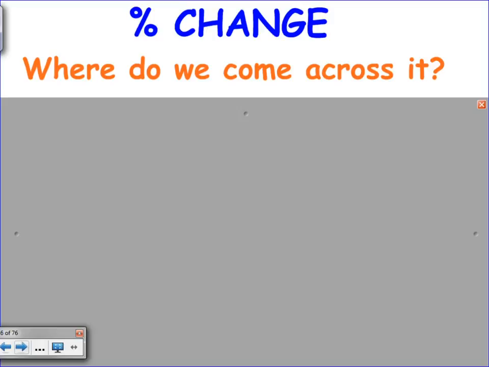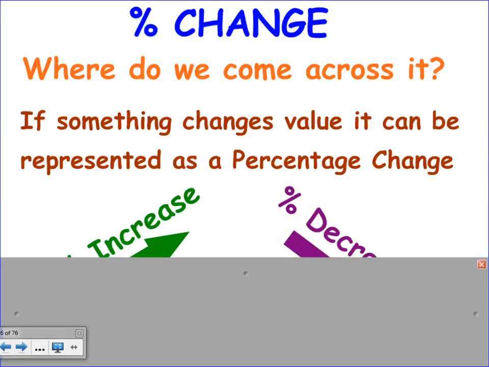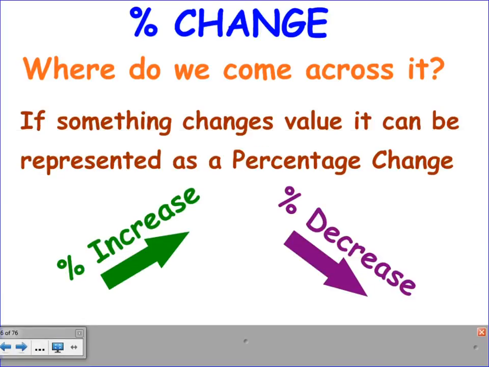Just going to cover something now. Percentage change. We've talked about percentages. What we haven't covered is some of this terminology you see every day when you're watching the news. You know, the FTSE's up 2% and down 3%, and clothes are up 2% and sales are down 4% and whatever. I'm going to show you how to do percentage change really quickly, really easily. Okay? Where do we come across it? If something changes value, it can be represented as a percentage change.